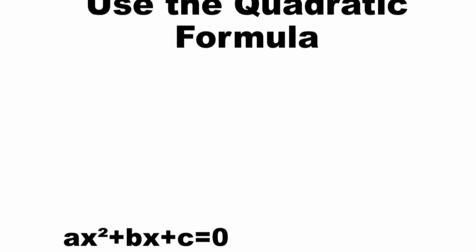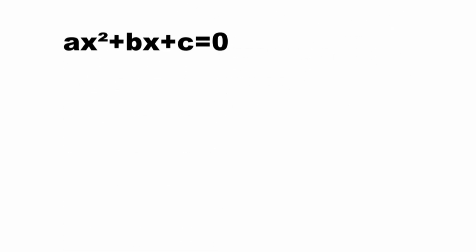Our topic for today is how to derive and use the quadratic formula. We have here the standard form of a quadratic equation: ax squared plus bx plus c equals 0, in which a is the leading coefficient, the coefficient of x squared, b is the coefficient of x, and c is the constant. Then we are going to transpose c to the right side of the equation.